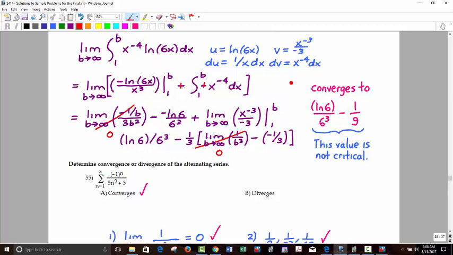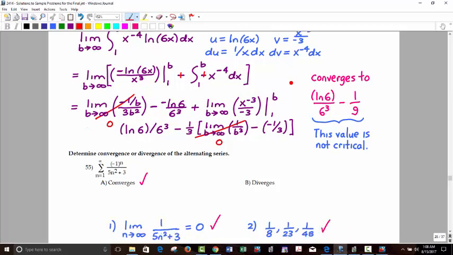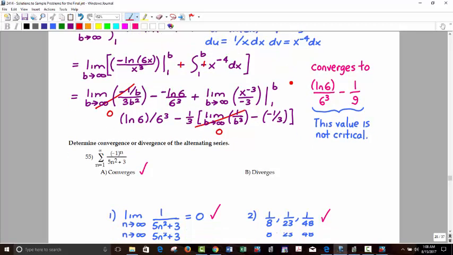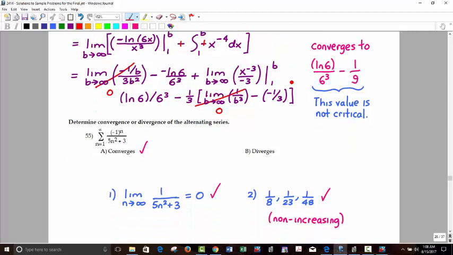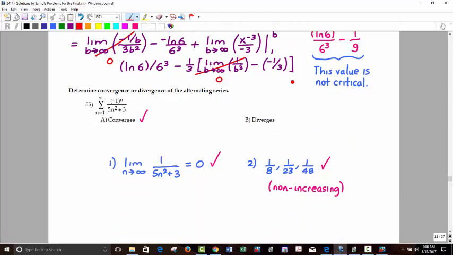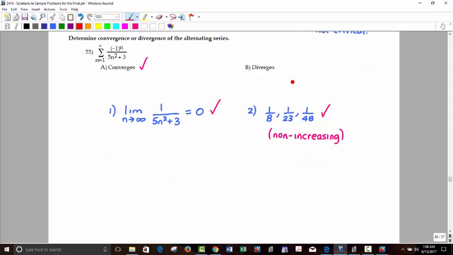That was the main thing I wanted to check, that I did not make a mistake where the answer should have been diverged. That was the important part. Alternating series, pretty straightforward here. So the limit goes to 0 and the terms are non-increasing, so it passes the alternating series test, so it converges.